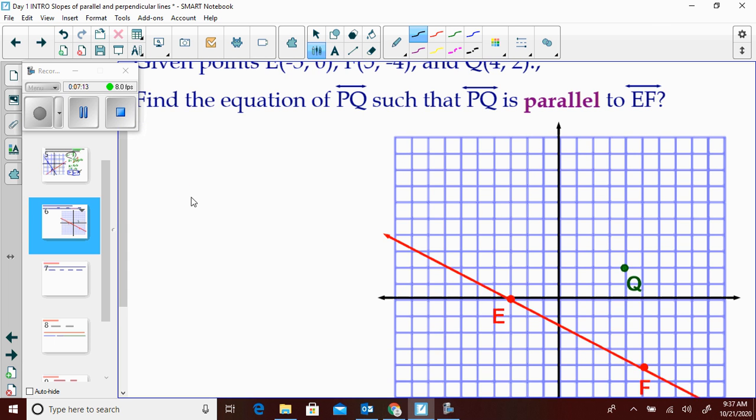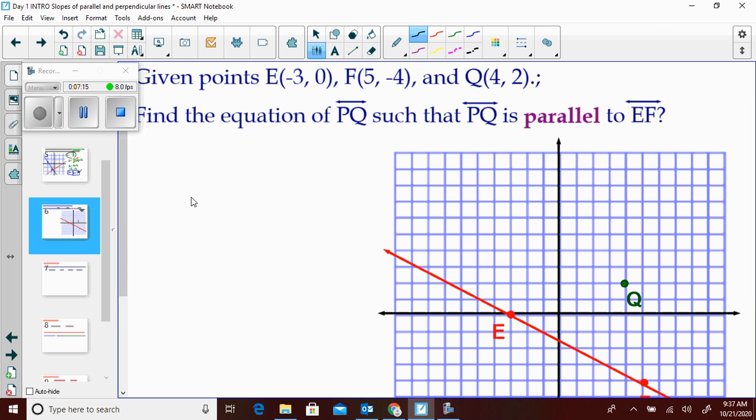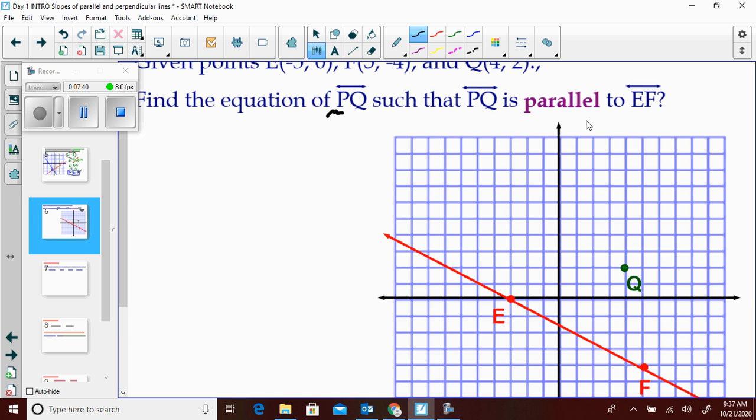Okay. Now, we have 3 points. I'm giving you the 3 points, E, F, and Q. We want to find the equation of PQ, so that PQ is parallel to EF. Wait a minute, there's no P. I have no P. Well, I need to somehow find this equation. I have parallel, so that should tell me something. What does that tell me? What do I need? Because I don't have a P, so I can't find the slope of PQ.